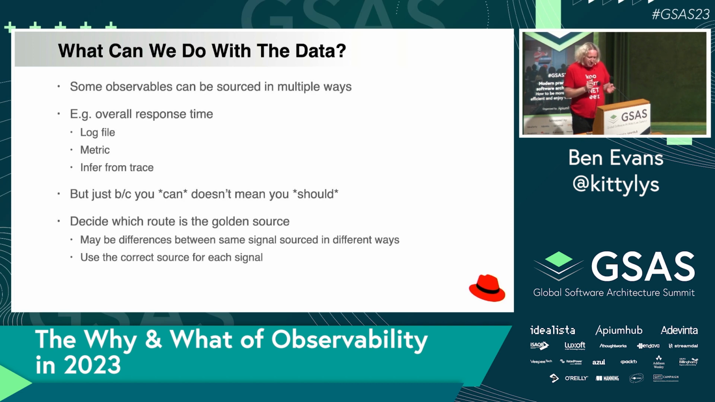Okay, so now that we've introduced the three types of data, we can ask the question, what can we do with it? And it's worth noting that you can source certain observables, certain measurements in various ways. You could, for example, get the overall response time from log files or metrics, or you could infer it from traces. But just because you can do something, it doesn't mean you should. And for many of these metrics, they are best got by a particular golden source. So an overall response time, you probably should get that from a trace, for example.